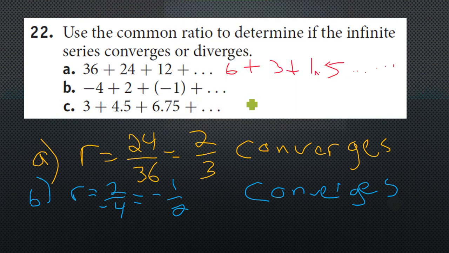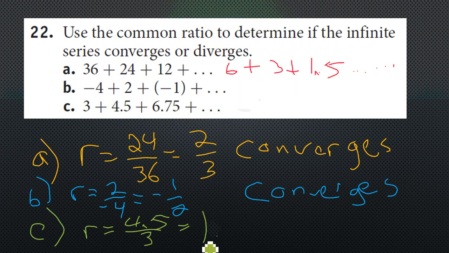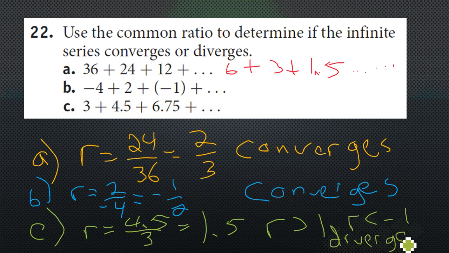All right, let's look at our third example here. And we're going to say our ratio is given by the second term, 4.5 divided by 3. Okay, and that's going to give us 1.5, which is bigger than 1. So our ratio bigger than 1 or smaller than -1, we say this diverges. We'll never create an infinite sum. We can only do partial sums for that one.